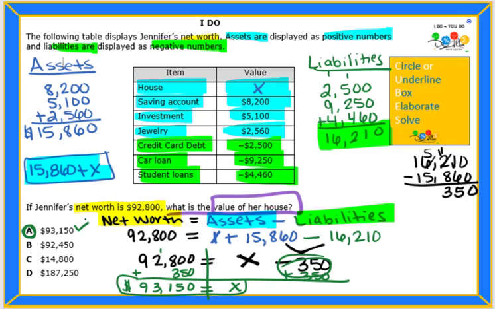Now we could go back and check if this answer makes sense when we put it together. So if we add 15,860 plus 93,150, what will we get? We will get $109,010, and then we subtract $16,210, and we get 92,800, which makes it accurate. So you can always go back and replug everything into your net worth formula to make sure that you have the correct answer. So for this problem, the question says, what is the value of her house? The value of her house is $93,150.